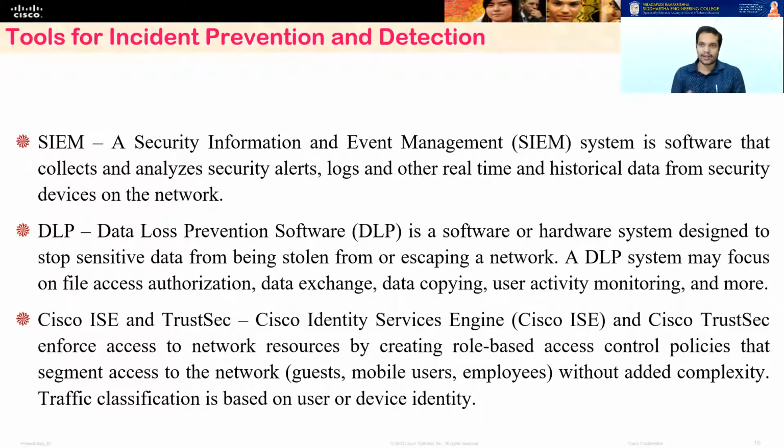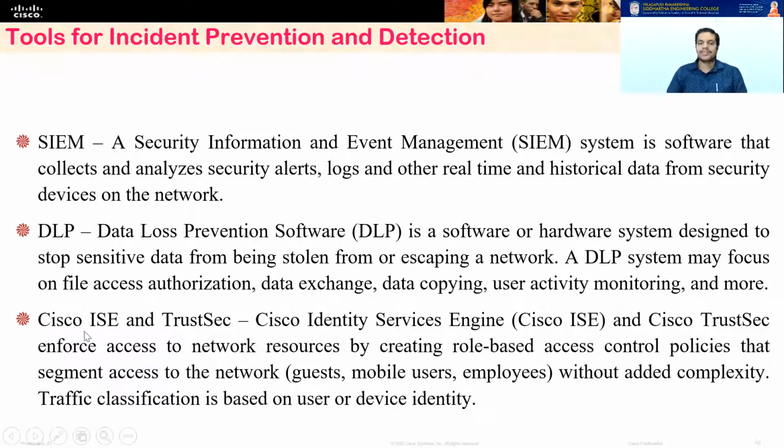This is also one of the mandatory things that organizations usually employ. The main objective of having a DLP on an organization's network is to make sure that sensitive data is not leaked. There should be no leakage of sensitive data, accidental or intentional, it doesn't matter. No sensitive information should be leaked outside of the network. A DLP system may focus on file access authorization, data exchange, data copying, user activity monitoring, and more. There are lots of DLP systems available. Google DLP systems if you want more information on this.